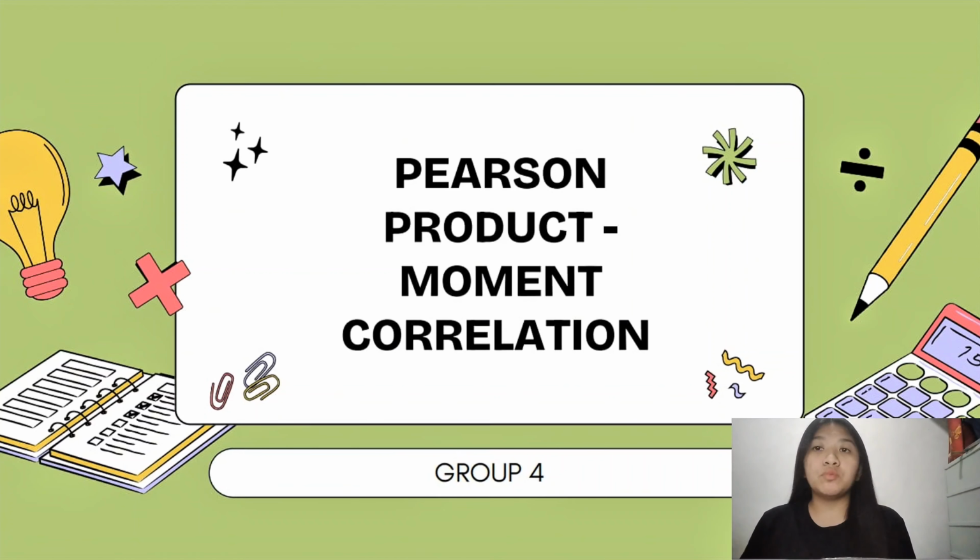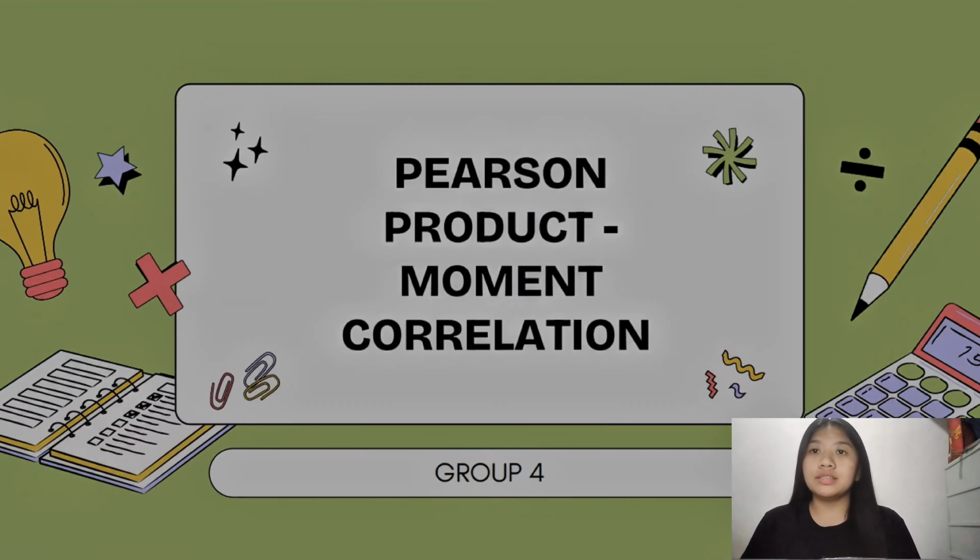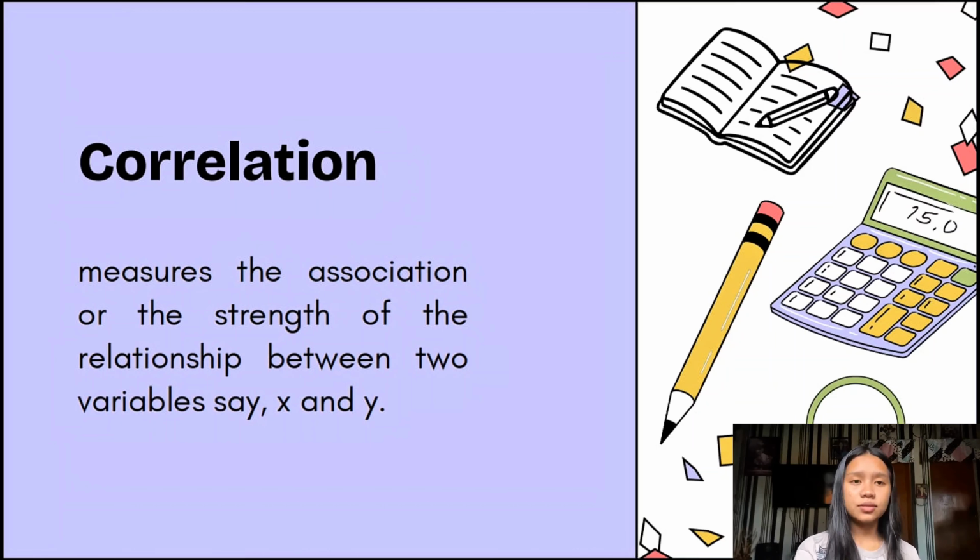The Pearson-Product moment correlation. And we will give an example about this type of correlation coefficient, and we will discuss the step-by-step procedure on how to solve this. Correlations measure the associations or the strength of the relationship between two variables, say x and y.